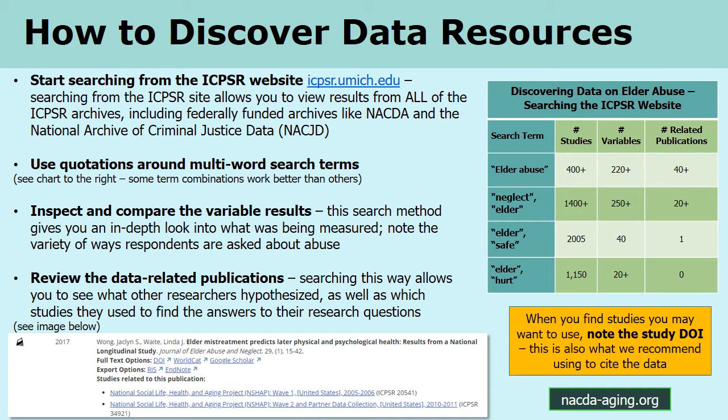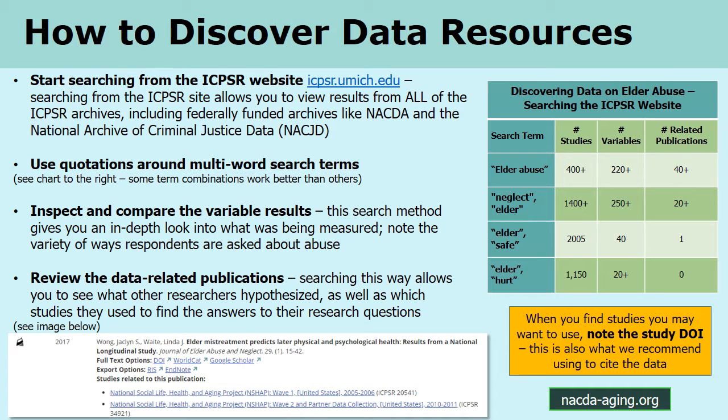To the right of this slide, you'll see a chart on discovering data on elder abuse, searching the ICPSR website. I've listed different search terms along with the corresponding number of studies, number of variables, and number of related publications that are displayed on our site when you search for these terms. You'll notice in my search term column, I have quotation marks around my search terms. We recommend using quotations around multi-word search terms. So for elder abuse, use the quotations around elder abuse. When you're searching for different terms related to the same search, such as neglect, comma, elder, you'll want to put quotation marks around each word.